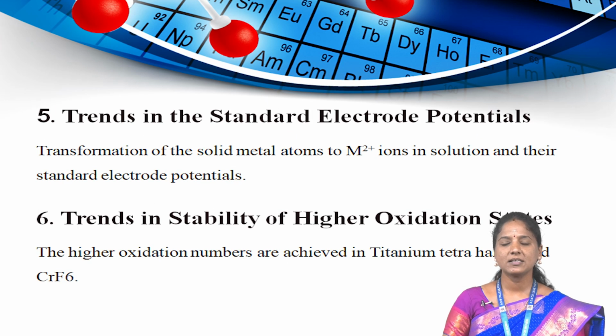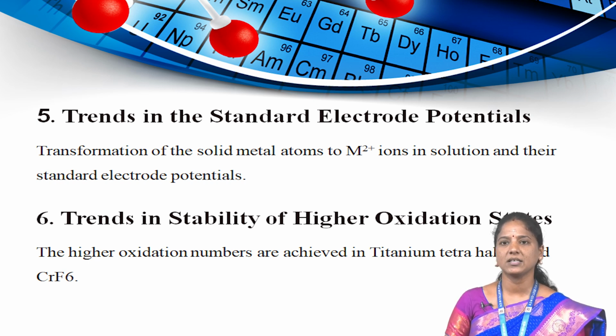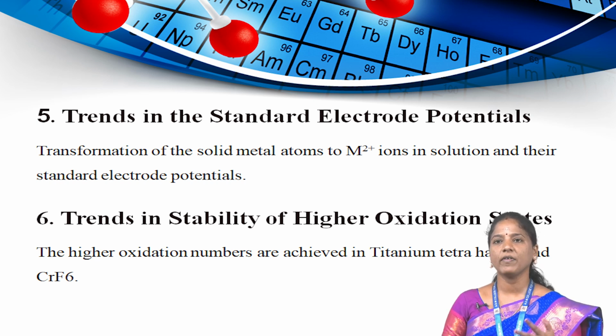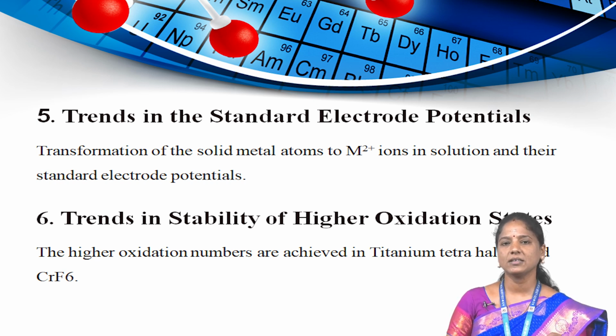Fifth one, trends in the standard electrode potential, and the transformation of the solid metal atom to M2+ ions in solution under the standard electrode potential. If the sum of the first and second ionization enthalpies is greater than the hydration enthalpy, the standard potential E0 of M2+ will be positive and relatively lower, and vice versa. Sixth one, trends in stability of higher oxidation state.